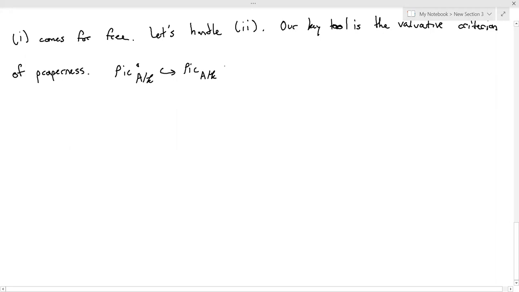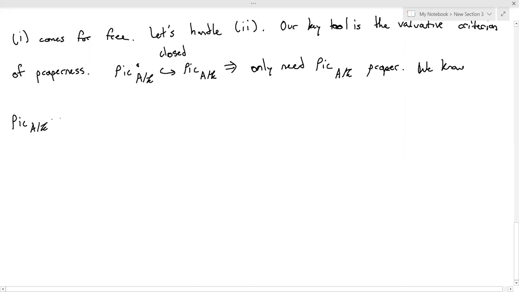So this closed situation implies that we only need Pic of A over K, the Picard scheme, to be proper. Okay, so how will we do that? Well, here's what we know: the structure morphism, Pic of A over K to Spec K, is locally finite type. Well, in fact, we know better than that. It's finite type. And so we can check properness on DVRs, on discrete valuation rings.